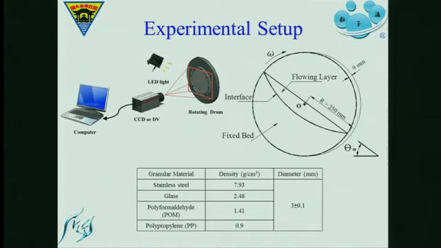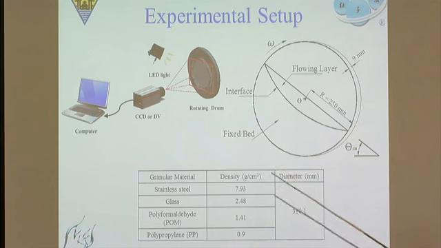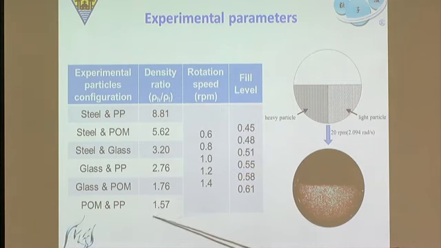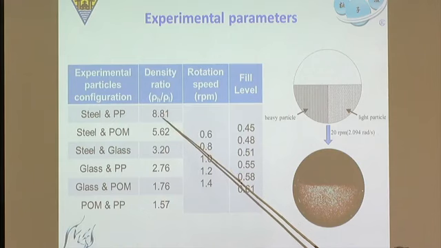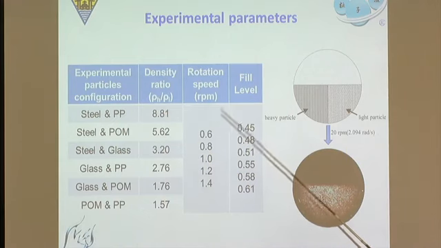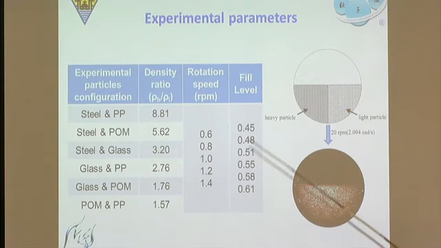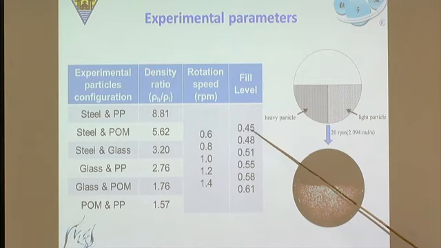Here are their densities. So we can use different combinations, making different density ratios. So we have 4 combinations, with the density ratio ranging from 1.57 to 8.81. And we use different rotation speeds from 0.6 to 1.4 RPM. We also use different filling degrees ranging from 0.45 to 0.61.